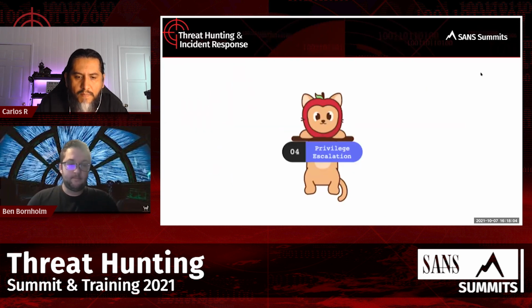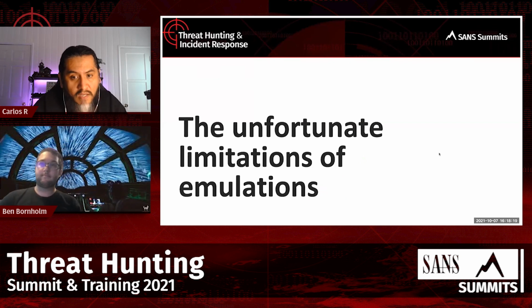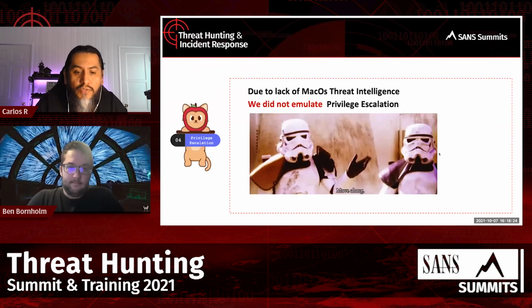All right, so let's talk about privilege escalation. The unfortunate limitations of emulations: this is a very important topic if you're doing emulations. Remember, we use threat intelligence to drive our emulation. If the threat intelligence doesn't exist, we're not going to emulate it. We wanted to make it as real as possible. So due to the lack of macOS threat intelligence, we did not emulate privilege escalation. And this is macOS threat intelligence for OceanLotus. Now, there's a lot of intelligence for Windows, but we were not doing any Windows.